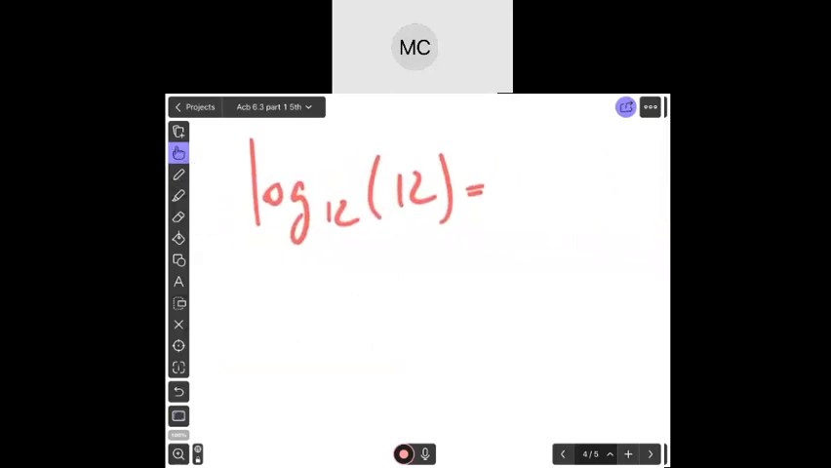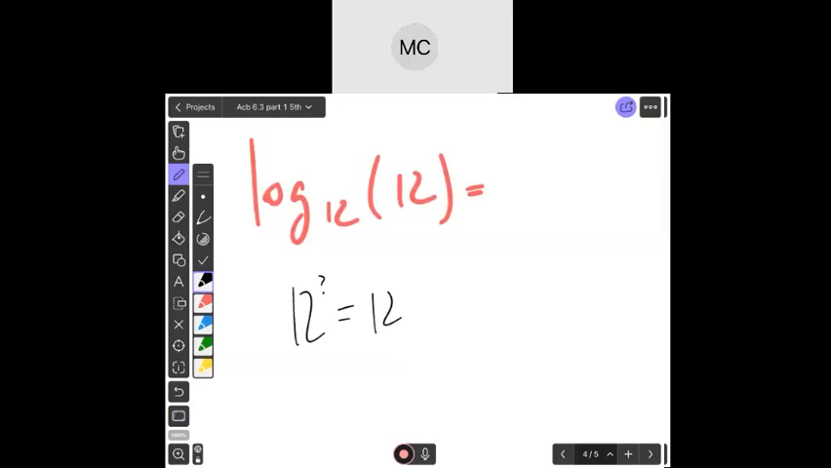Wesley, what about this one? What's that mean? What's that asking? Twelve to what power is 12? Perfect. So what's the answer there, Wesley? 1. So log base 12 of 12 is 1.